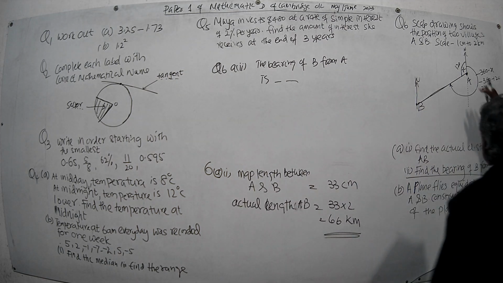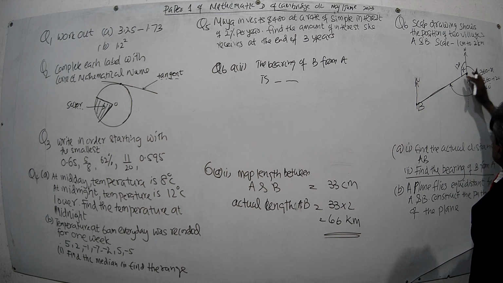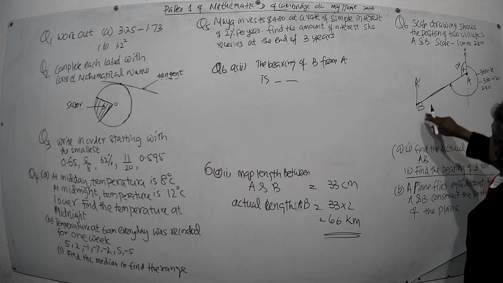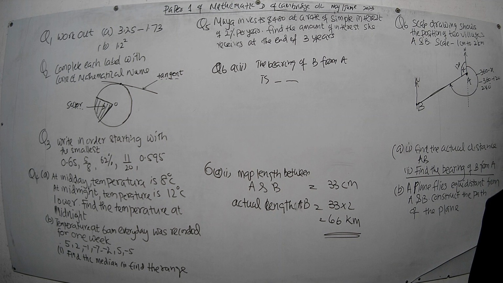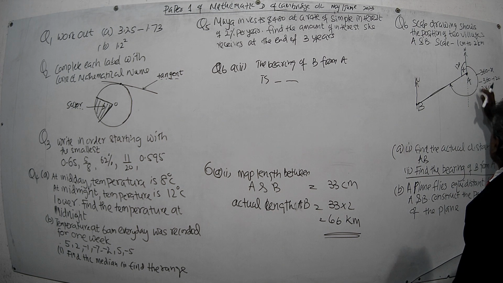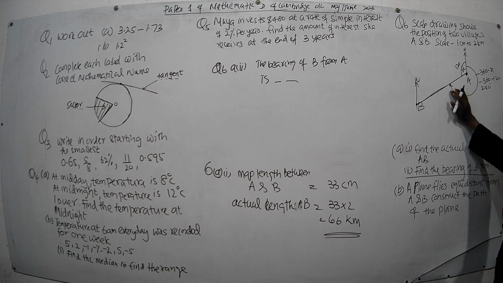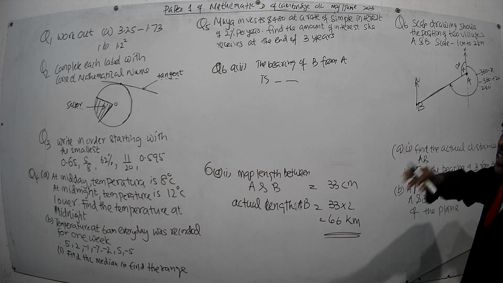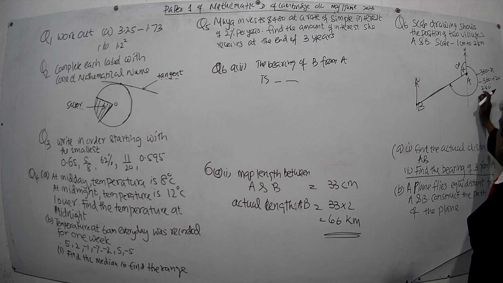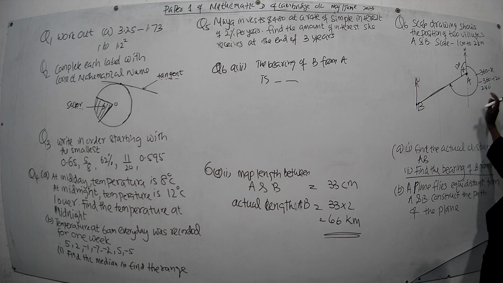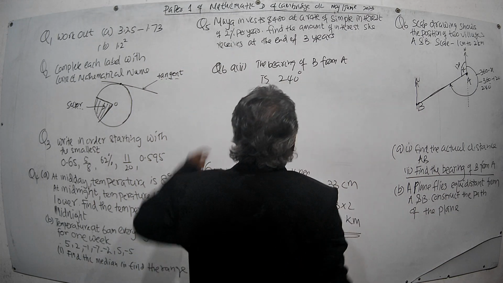First measure the angle between this line and north. The bearing of B is the clockwise angle from north about A towards B. This is the angle we need. Since that is definitely greater than 180 degrees, for convenience you measure this one and deduct it from 360. Then you will get this bearing. Let's say this bearing is 240, then you write 240 degrees here.